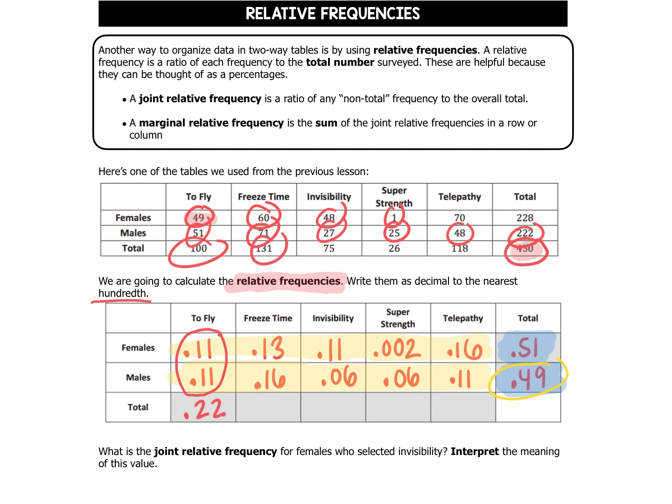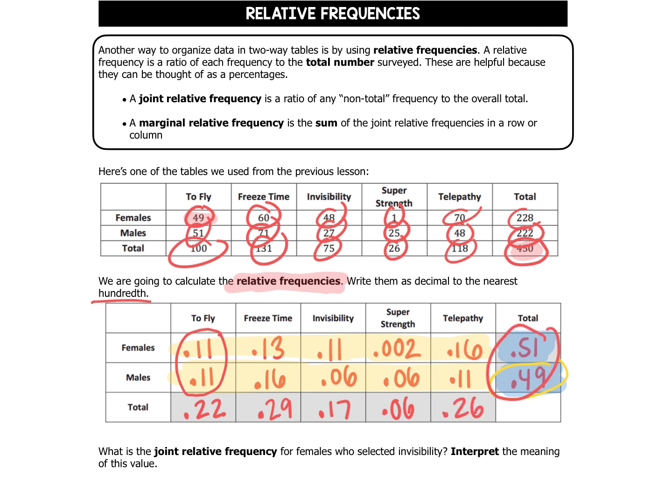131 divided by 450, 0.29. 75 divided by 450 is 0.17. 26 divided by 450, 0.06. And then I'm just circling them as I do them so I don't forget anything. 118 divided by 450 is about 0.26. So to get that last number, it should equal 1.